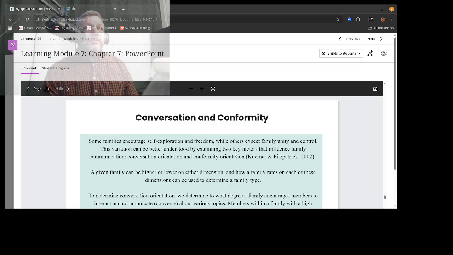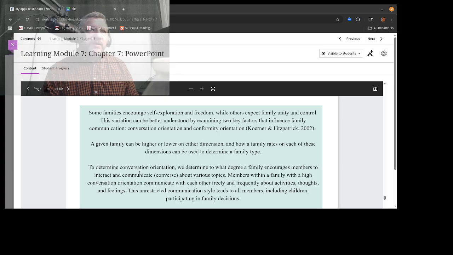If you think about understanding the difference between these two key factors of family communication, think about conversation orientation and conformity orientation. So, if we're talking about conversation orientation, in my household here, me and my wife as the head of that household, we encouraged family members to interact and communicate with whatever they wanted to talk about. When that high conversation orientation is implied, I feel like we can grow, we can all understand each other better, and we end up with less trouble.